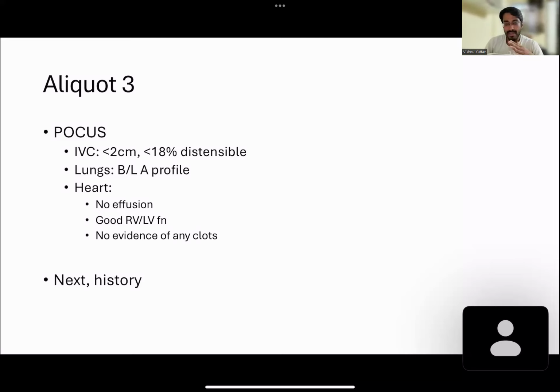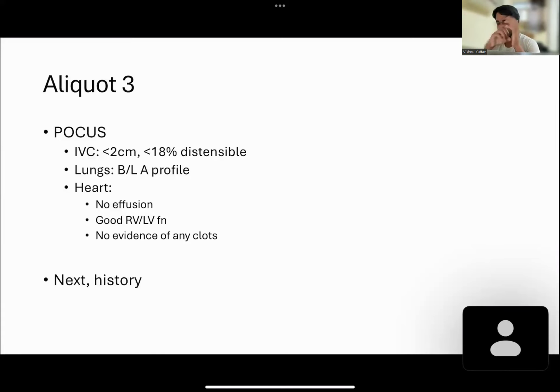Heart, there is no effusion, from whatever I could appreciate at a heart rate of 150. Please make sure that I'm commenting at a heart rate of 150, where I don't know what is happening. But still, it looked like a fine heart. I'm not commenting on the ejection fraction because you cannot comment on the ejection fraction with any tachycardia. But I'm like, fine, not that bad. And there was no evidence of any clots or anything.